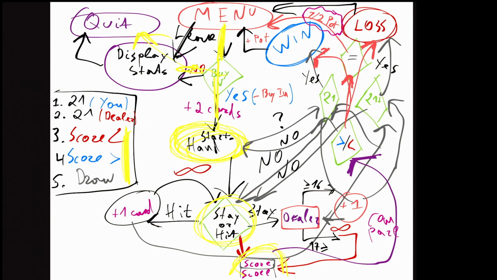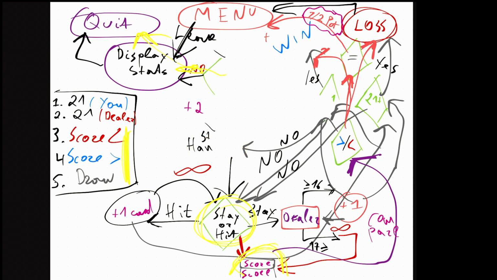So then we go to the starting hand. You get dealt 2 cards. Check immediately for blackjack. If you do, win. Menu. You start again. If you don't, you continue to play.